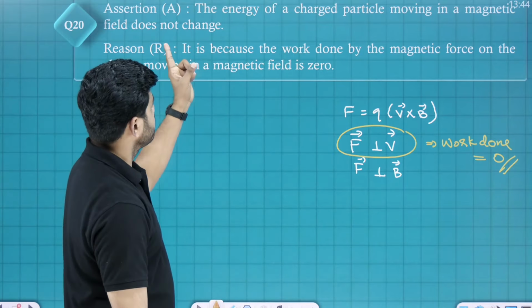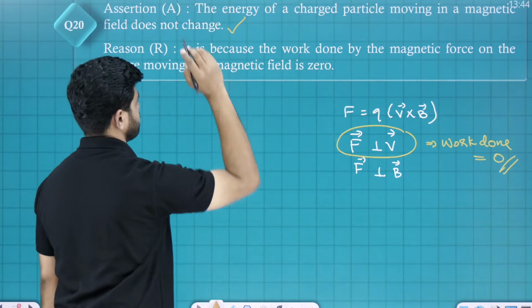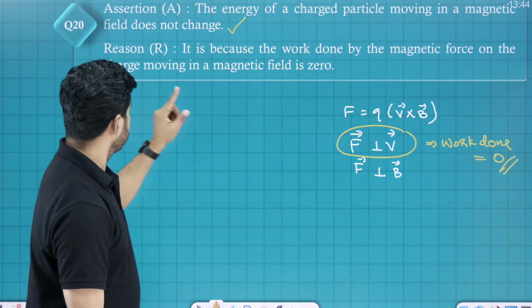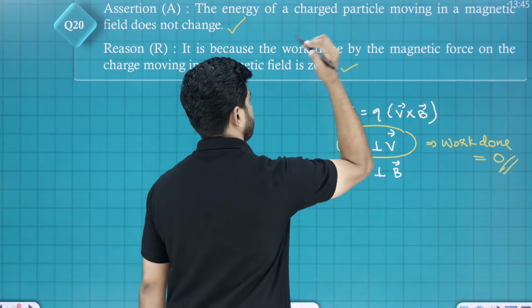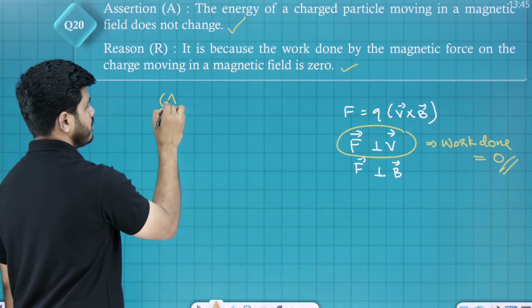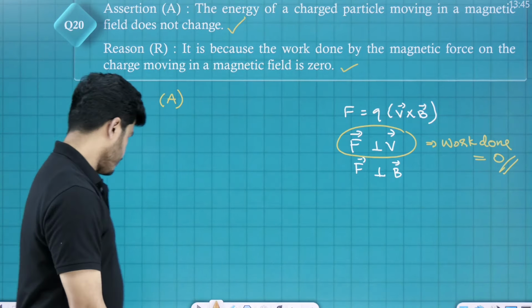So the assertion statement, the energy of a charged particle moving in a magnetic field does not change, is a true statement. Now, the reason: the work done by the magnetic force on the charge moving in the magnetic field is 0. That also we already explained. So that is also a correct statement. So assertion is true, reason is true, and reason explains the assertion. So option A is the correct answer.